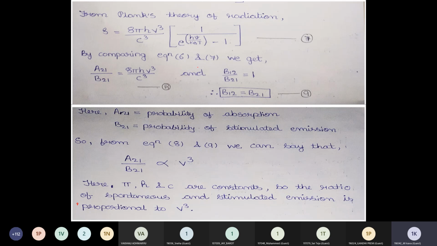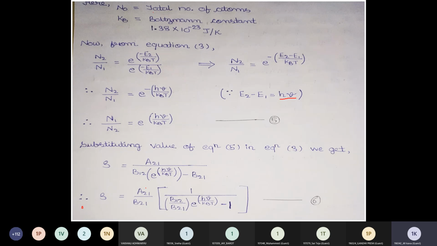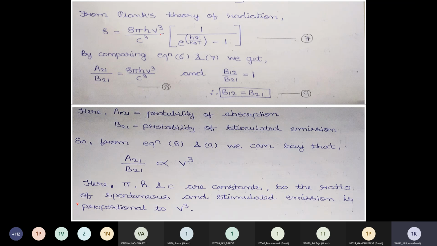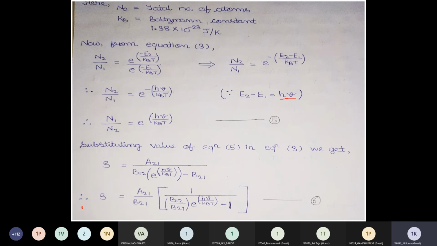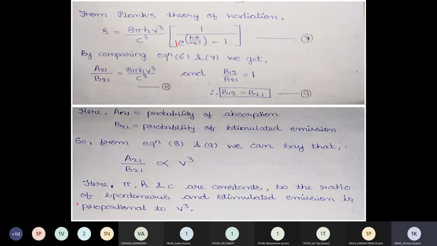By comparing both equations, we can see that A21 upon B21, which we have seen in the earlier slide, is equal to 8 pi h nu cube upon c cube, and with the e term there is B12 upon B21, which is equal to 1 here. So B12 is equal to B21, and A21 upon B21 is equal to 8 pi h nu cube upon c cube. Here A21 is the probability of spontaneous emission and B21 is the probability of stimulated emission.